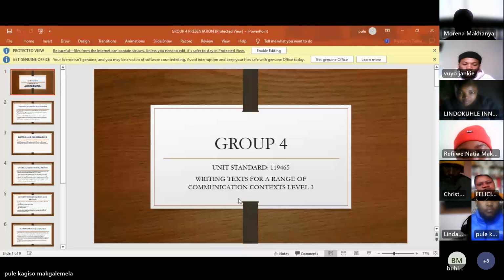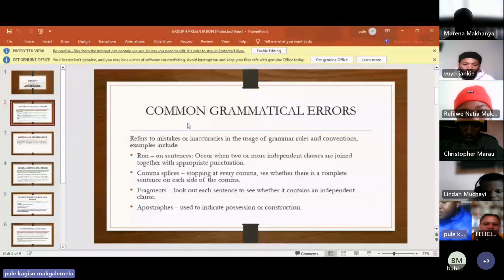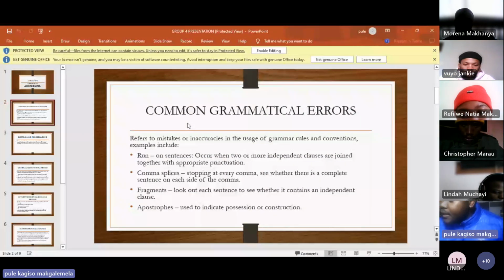So when you are improving the clarity and correctness of your own writing, you have to look at the following steps. The common grammatical errors. The common grammatical errors refer to mistakes and inaccuracies in the use of grammar rules and conventions. For example, run-on sentences, comma splice, fragments, and apostrophes.